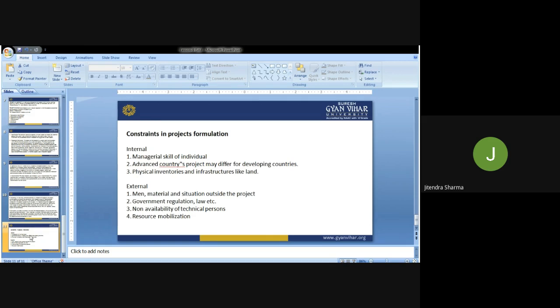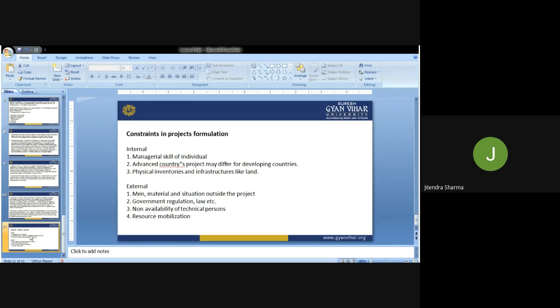Then the physical inventories and the infrastructure, like land and so on, are also obstacles. Sometimes we are not able to acquire the land for completion of a project. That is the kind of barrier or obstacle that has to be faced by the project in charge when implementing the project.